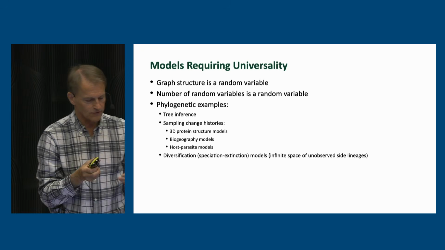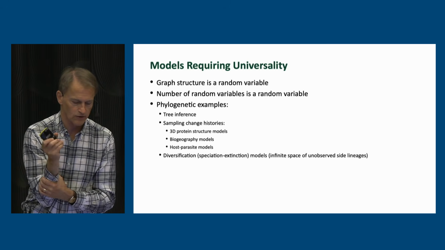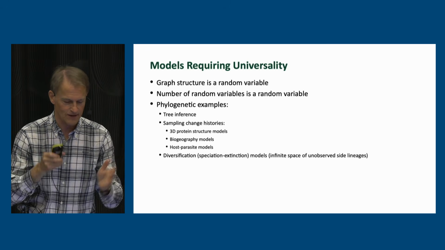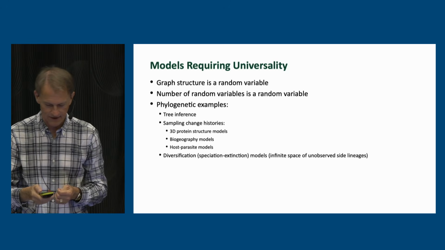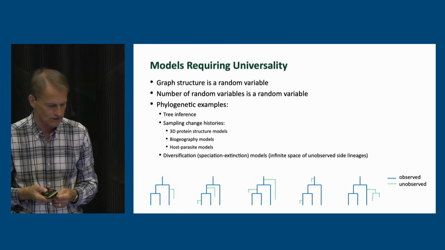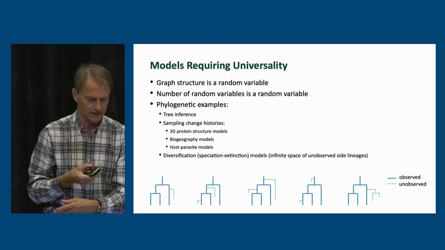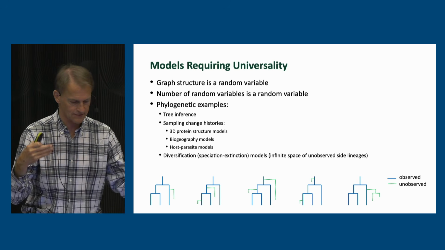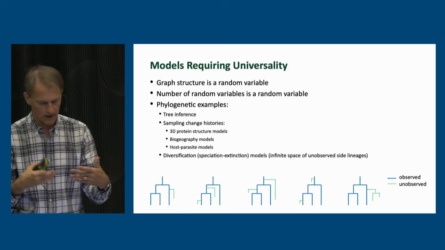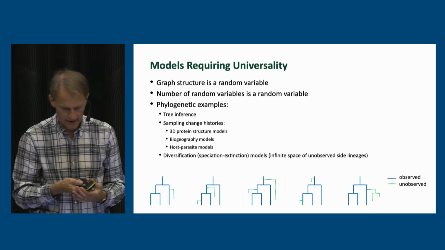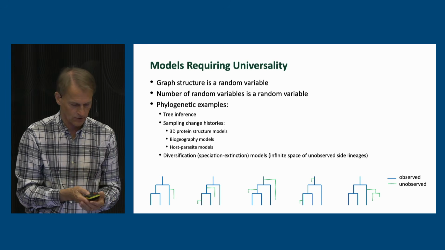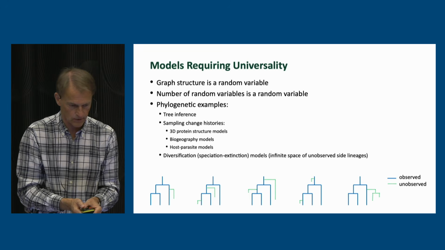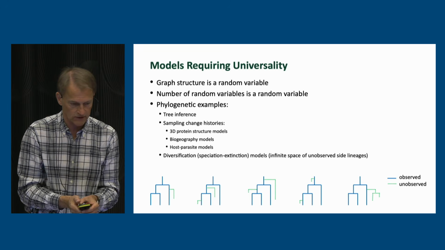And there are these diversification or speciation extinction models where, as I alluded to before, there's an infinite space of unobserved side lineages that we have to deal with. And I just illustrate that here. So we have one and the same observed tree with the tips that survive until today. And then we have to consider all the possible extinct side lineages that could be associated with that tree. We just don't have observations of them.